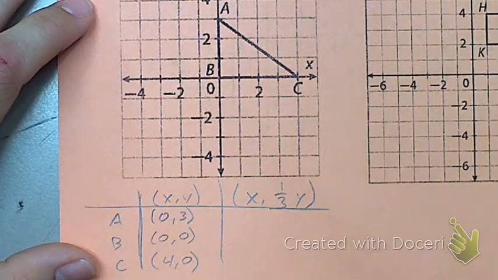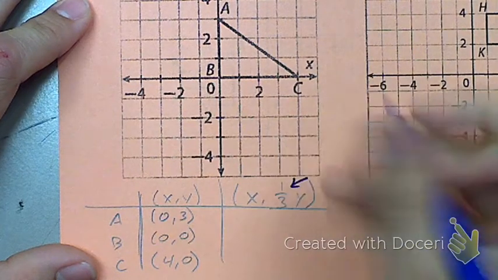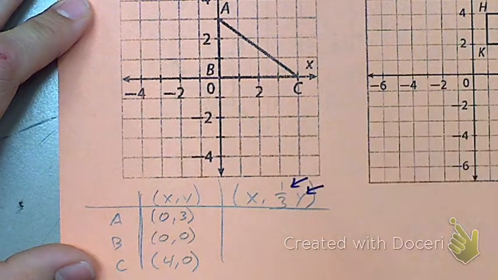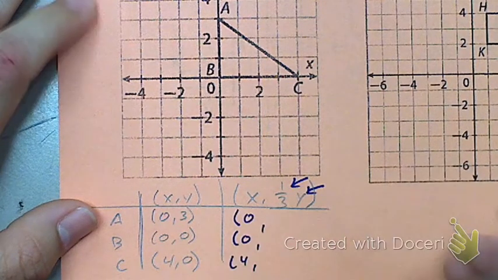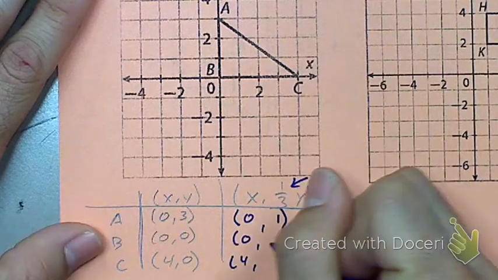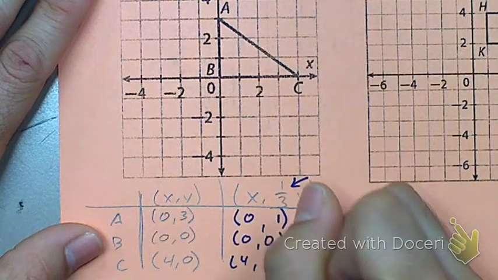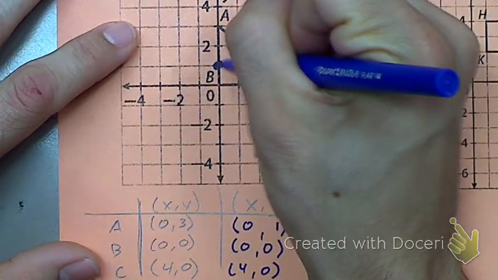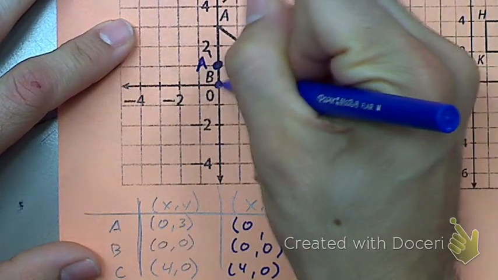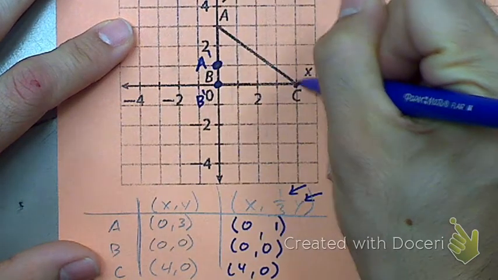We need to understand that this only applies to my y. I'm dividing my y values only by 3. Therefore, your x's stay the same. Your y. 3 divided by 3 is 1. 0 divided by 3 is 0, and 0. Plot those three to give you 0, 1. A prime, B stays there, and C stays here.